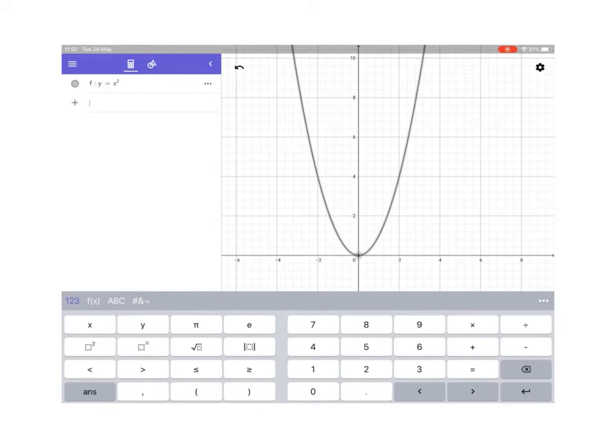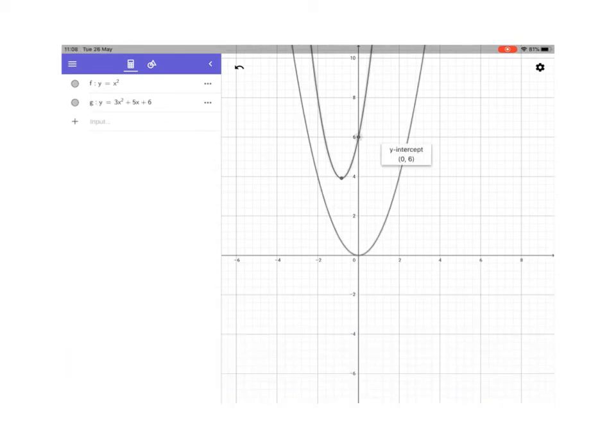If we were to modify that in some way, what about y equals 3x squared plus 5x plus 6. Now you can see, I hope, that the second graph that we've just drawn is narrower or steeper than the first graph. That's because of the 3 in front of the x squared. We also have a y-intercept at 0, 6 up, and the turning point has been moved from 0, 0 to the point shown.